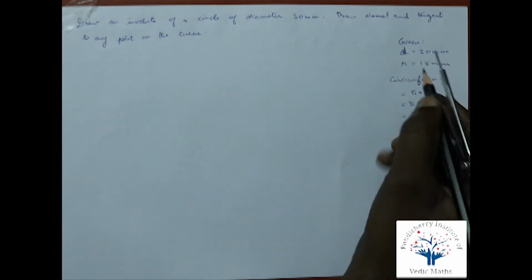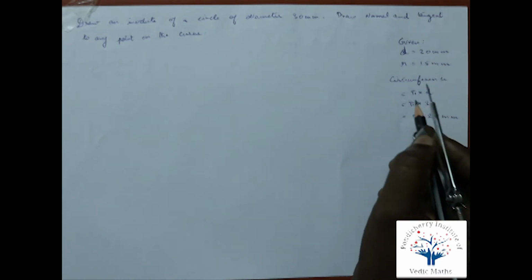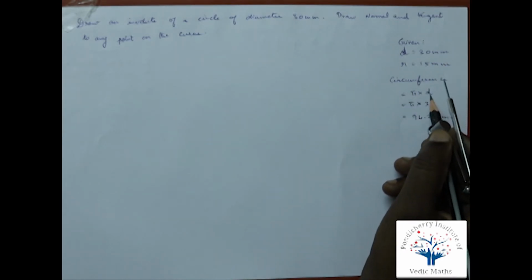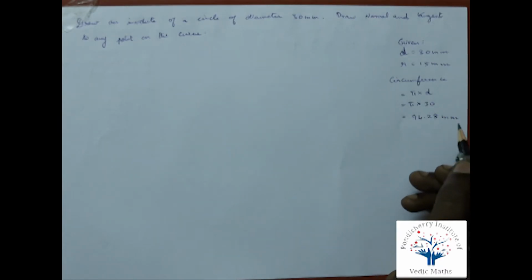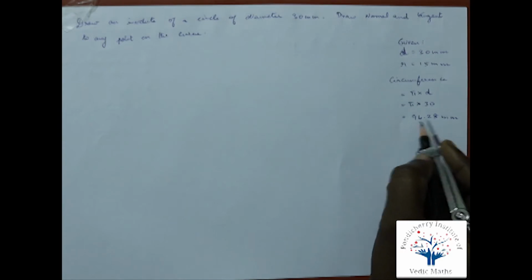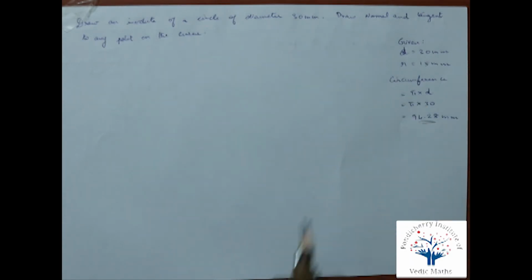So given data வந்து diameter is 30 mm. So circumference டைரக்டா போயிடும். Circumference is equal to pi d. So pi into d is equal to 94.28 mm. So we are going to start our process.